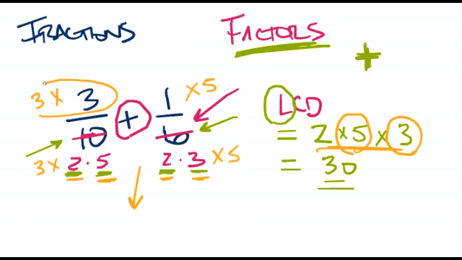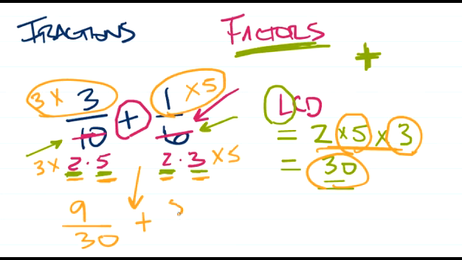We've got 3 times 3, which is 9, divided by 3 times 2 times 5, which is our LCD, which we already know is 30, plus, remember we're adding these fractions, 1 times 5 is 5, divided by 2 times 3 times 5 is 30 again. So we have 30.